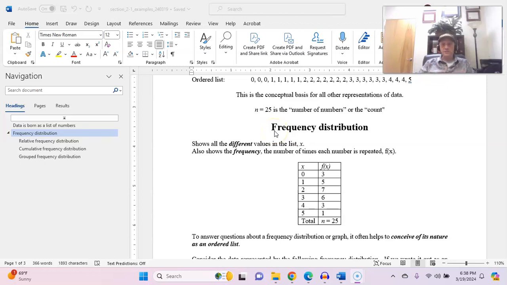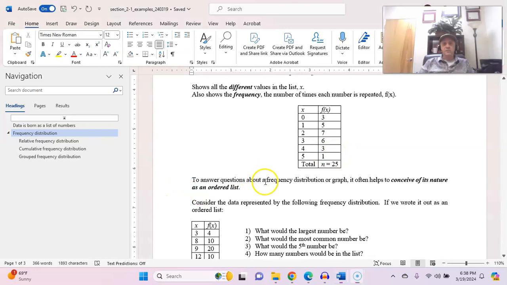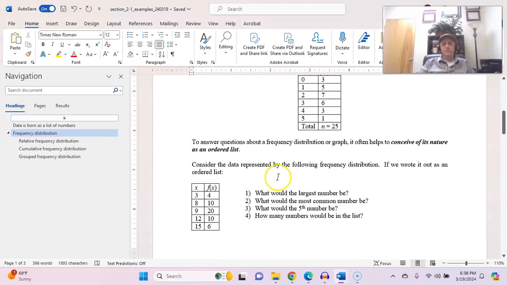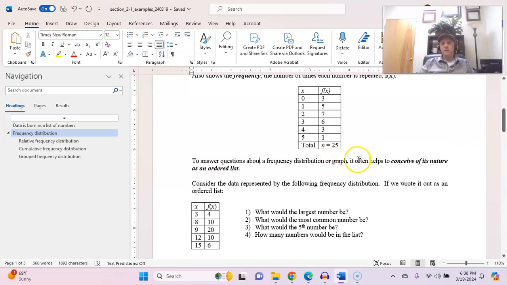Now, the opposite process is also going to be really important. To answer questions about a frequency distribution or a graph, it often helps to conceive of its nature as an ordered list. In other words, when you look at a table like this, it really comes down to making sure that you understand what it means. Because for the students who don't quite have a handle on that, they just basically see this as a double column of numbers, and they're not really sure what each column represents, and then they get very confused about the questions, let alone the answers.